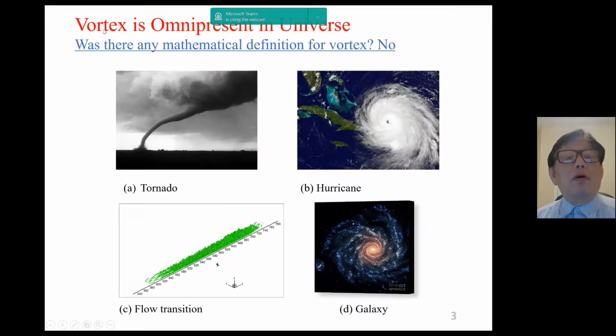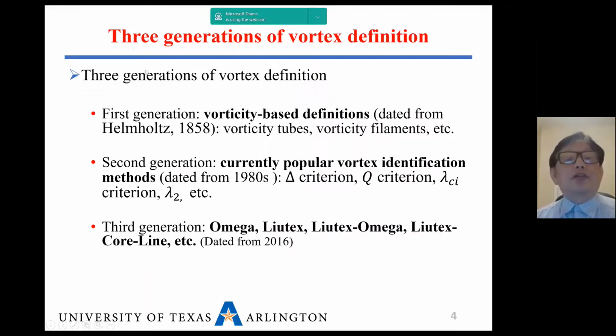We know vortex is omnipresent in the universe, everywhere, like tornado, hurricane, turbulence, galaxy. However, do we have any mathematical definition for vortex? No. So there are three generations of vortex definition.